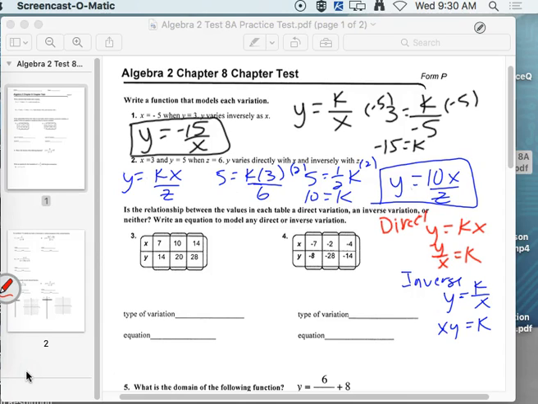If you take 14 and divide it by 7, you get 2. 20 divided by 10, 2. 28 divided by 14, 2. So here's what we just did. Y divided by x equals 2. So that one, we use division. That means the relationship itself uses multiplication, which is direct. And what would the equation be for this?